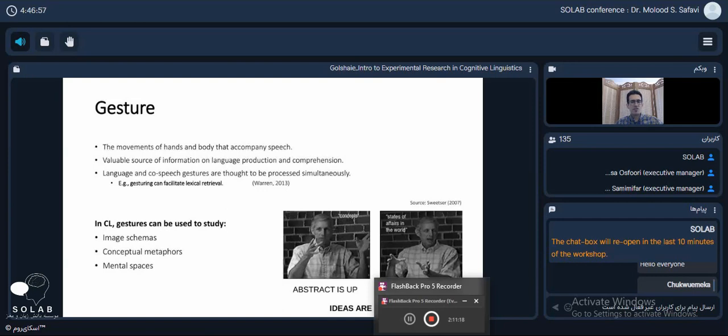I've taken from Switzer 2007. When he is talking about concepts and states of affairs, you see that he is making his hands in the shape of a sphere. So you can just see that the conceptual metaphor or image schema of ideas or objects can be realized here in terms of gestures. So we think of abstract things like concepts in the form of just objects. So it provides linguists with independent evidence to test their linguistic hypotheses about image schemas or conceptual metaphors.